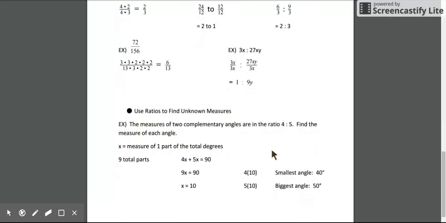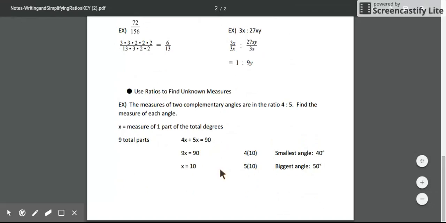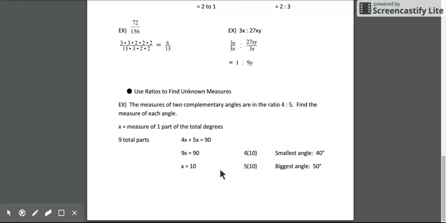So what can we do with ratios? Well, we talked about a lot of examples. Here is one geometric example that we can use. The measures of two complementary angles are in the ratio 4 to 5. So these two angles are in a comparison of 4 to 5.